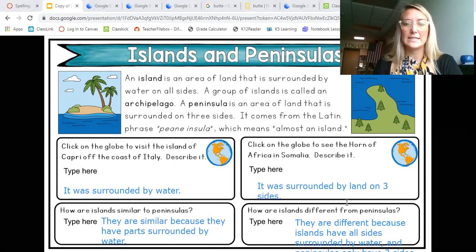After you write this down inside your class kit, you are complete for social studies for today. We will continue looking at landforms in our next social studies lesson.